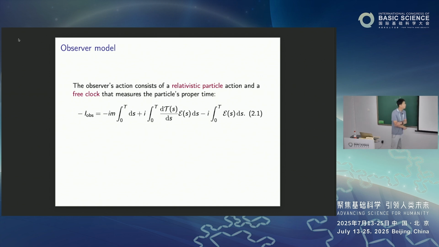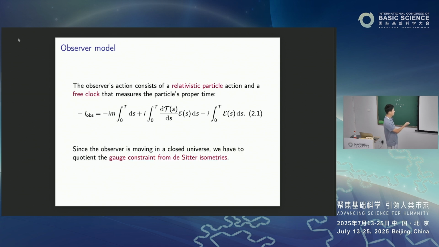So now let's go to the observer model. Here we take the observer model as consisting of two parts. One is a relativistic particle moving in d-dimensional de Sitter space, and a free clock that measures the particle's proper time. So this is a relativistic particle action, and the clock contains t and E, where E is the energy and t just labels the time of the clock.